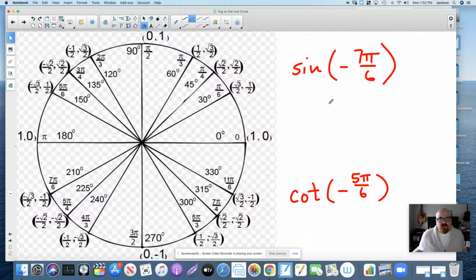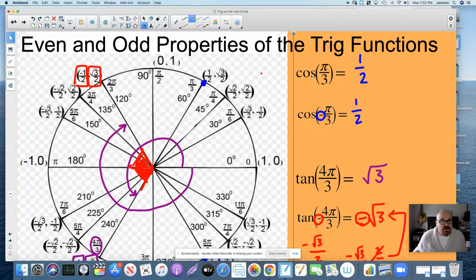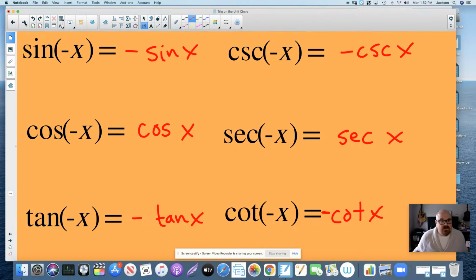So here's two examples of how we can use the odd properties and even properties of trigonometric functions. Okay, sine is an odd function. So we just saw this on a previous slide. Here it is.